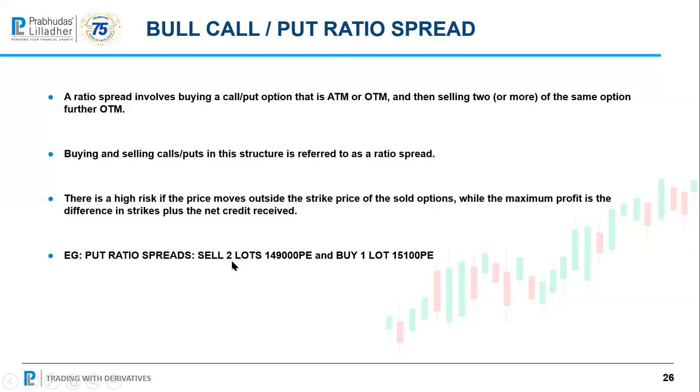So you buy one at the money or in the money, and you sell 2 lots of that same contract further OTM. Why do we do that? Because let's say the 14,900 put is trading at 40 rupees, and the 15,100 put at, let's say, 60 rupees. So in 2 lots, what would you gain? 80, because you're selling 2 lots: 40, 40, 80. And this 15,100 is 60. So net, what would come to your account would be 20.